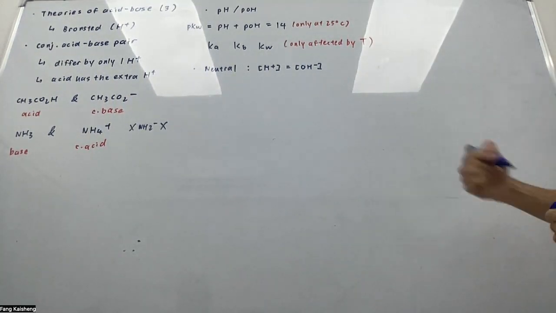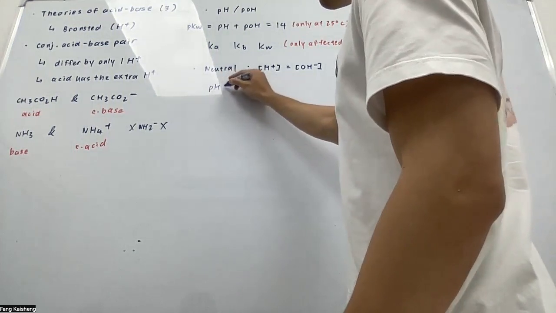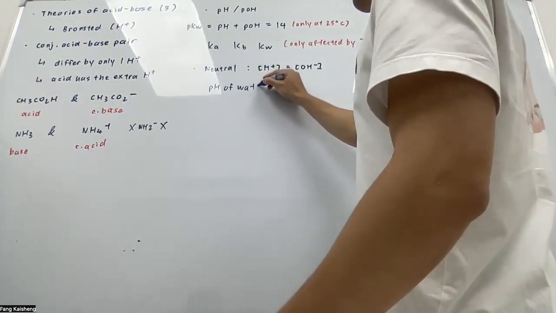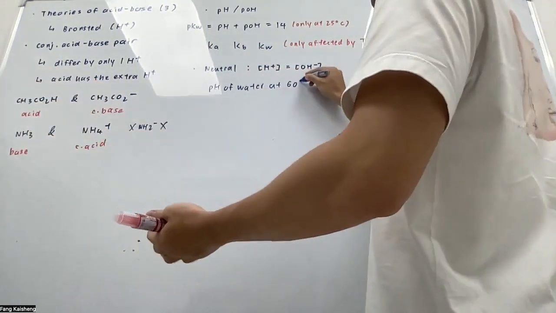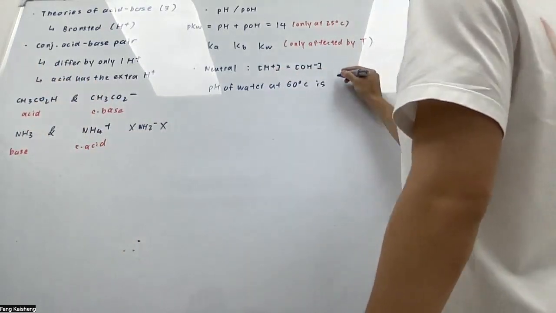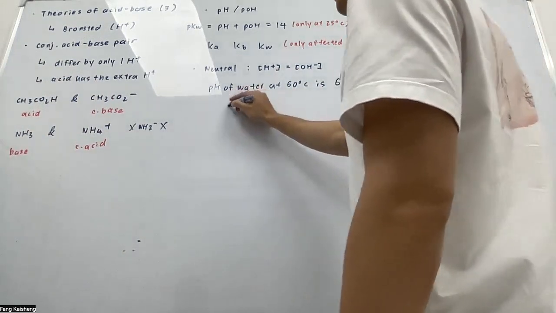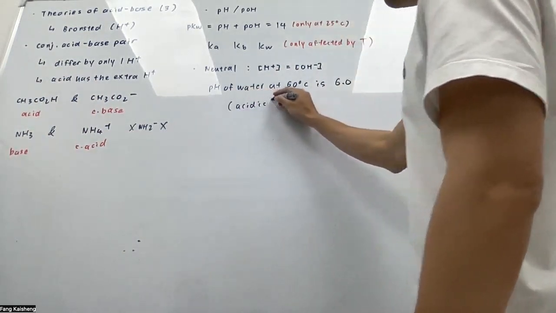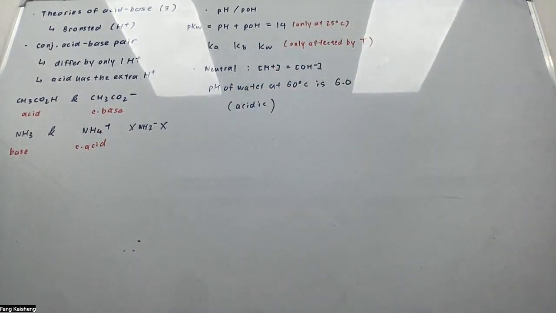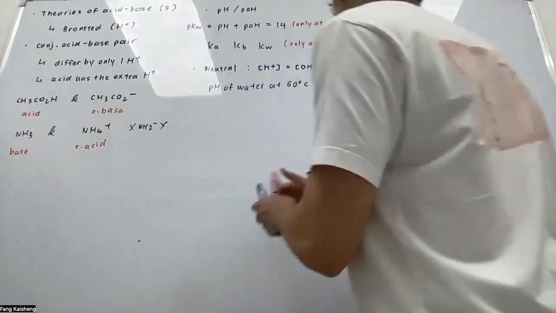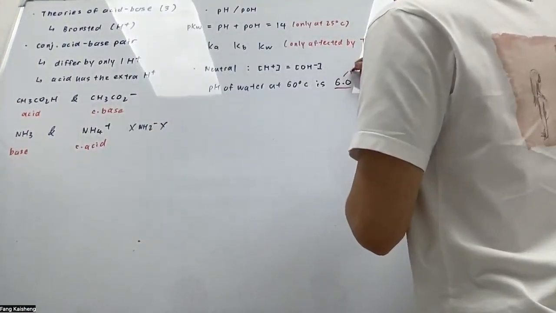So guys, if I were to tell you the pH of water at, let's say, 60 degrees Celsius is 6, am I correct to say that water is acidic? No. Is water ever acidic? No. Water is always neutral. So if the pH of water is 6, it still means that this is the neutral pH of water.